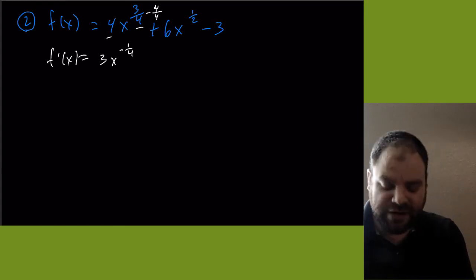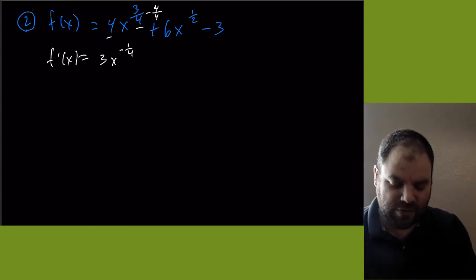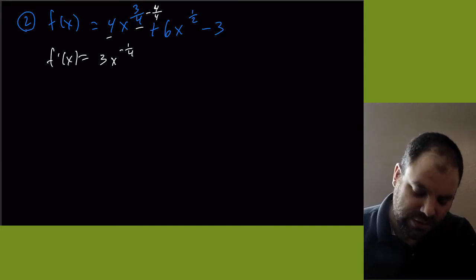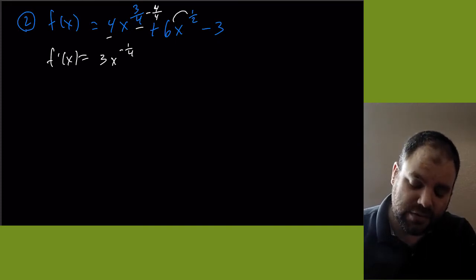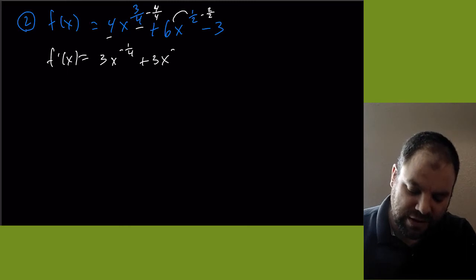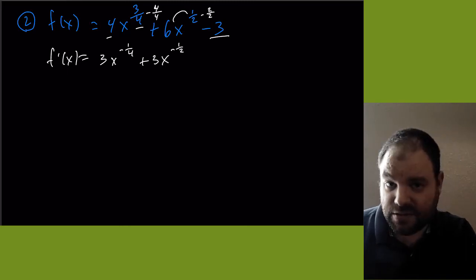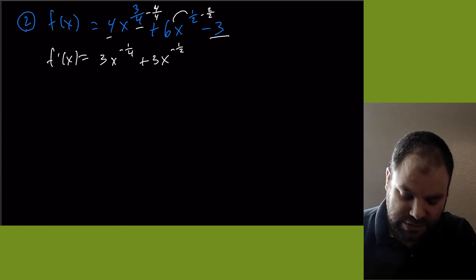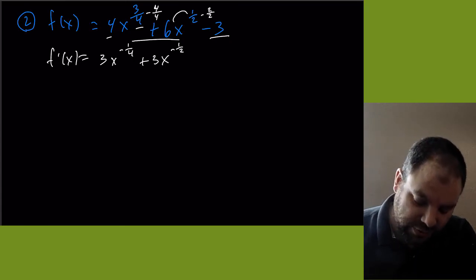We can leave it like that for now. There's another way to write this, but we're going to leave it like this for the time being. So 1/2 times 6 is going to be 3. Take 1 from this power, and 1 is the same thing as 2 over 2 in this case, which is going to be x to the power of negative 1/2. And then the derivative of a constant, as we well know, is 0. So this is your answer. You could write it like that.